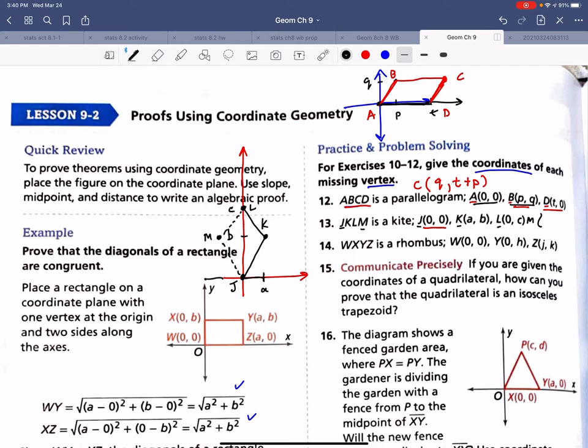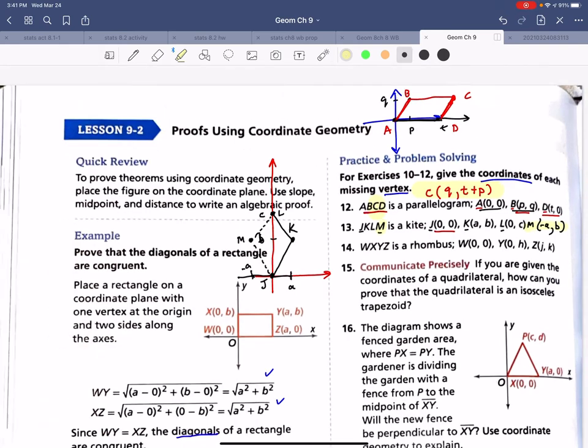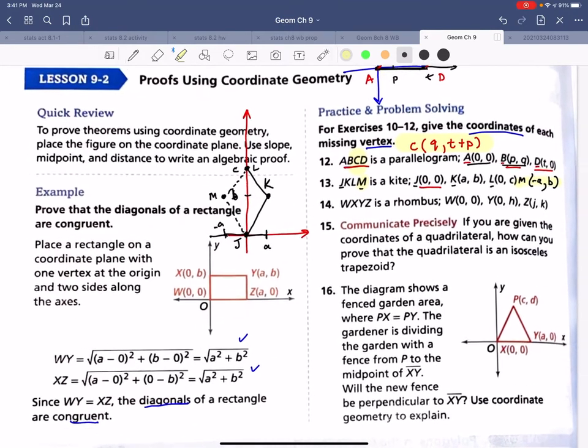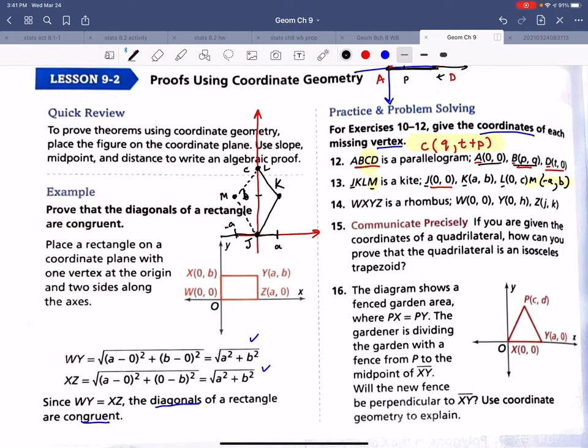Okay, so our coordinates J, K, and L, the last coordinate, M, would be, if I went over A this way, I'd have to go back A that way. So back A, and I'd have to go up, however I went up here to get to K. So if I went up B, then I also want to go up B to get to here. So my missing coordinate here is M. Okay. Now my rhombus, so that's just all sides are equal. So let's play with that one a little bit.